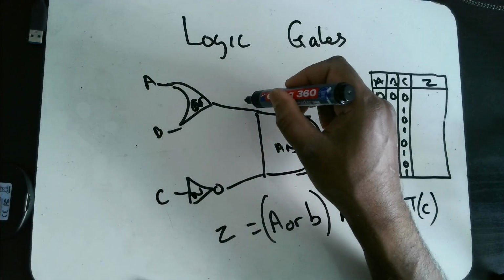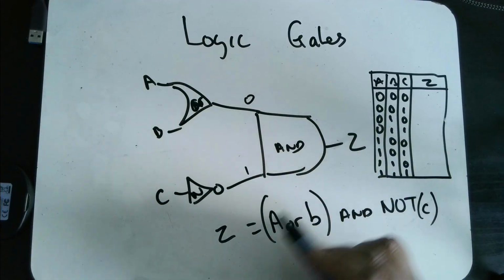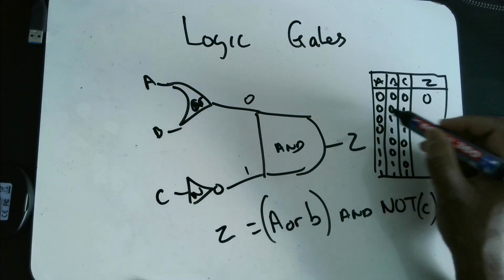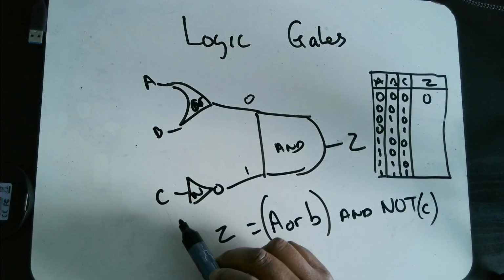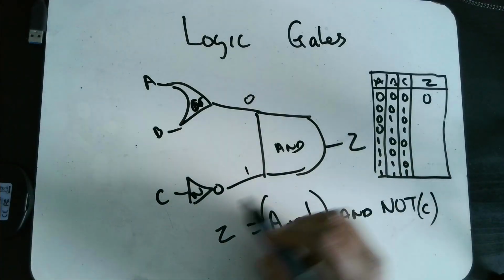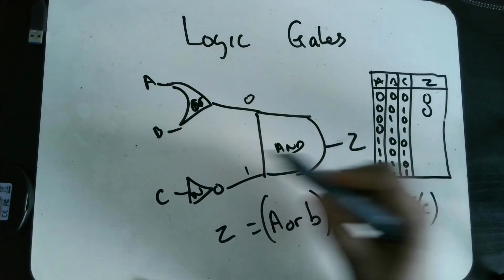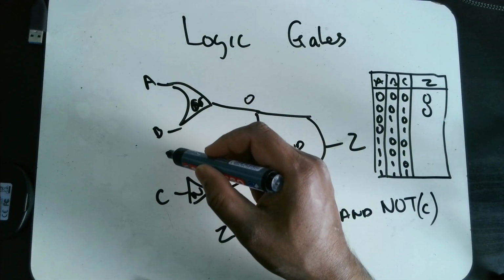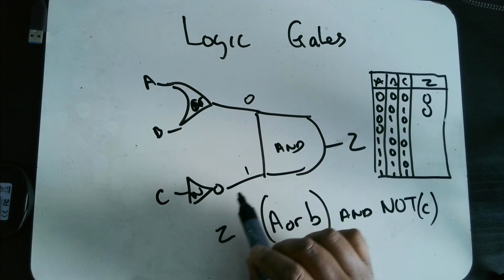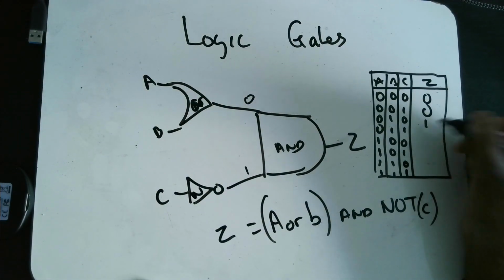If it's 0 0 here, the OR gate would be 0, the NOT gate would turn to 1, and the AND gate needs both to be 1 for an output of 1, so this would be 0. 0 0 1, the OR is still 0, and C converts to 1, but the 0 means the output is 0. 0 1 0: the 0 here would convert into 1, and 0 1 would be 1, so 1 1 would make 1.